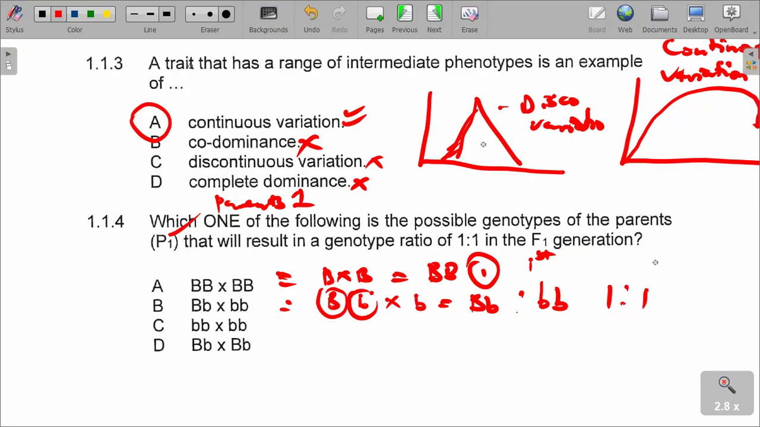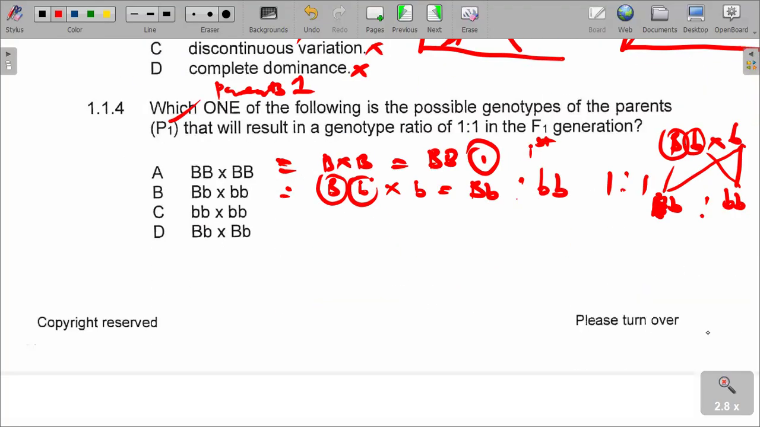What is happening here is that we have heterozygous Bb crossed with recessive bb. So we take this one and this one, they give us Bb, and then we take this one and this one, they give us bb. So heterozygous versus recessive will give us a 1:1 ratio. Our answer is B, which is 1:1.